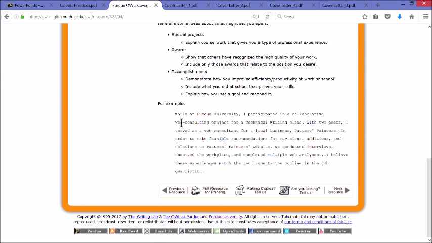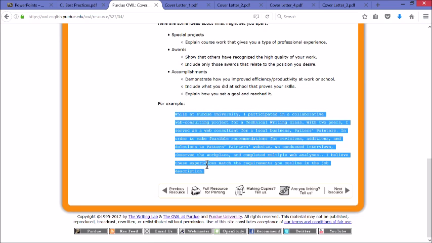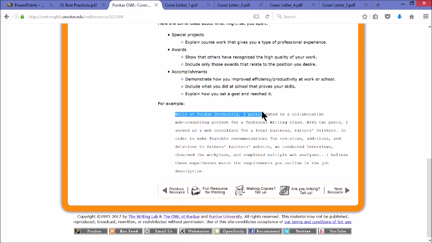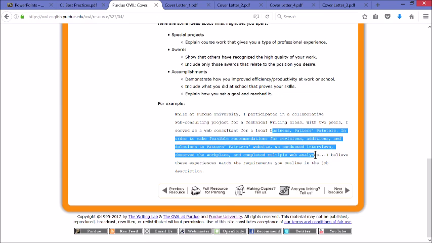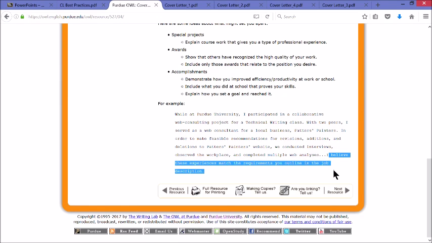This is an okay example, but it illustrates all of the moves. Stating the job, describing the experience, going into great detail about what you actually did, and then making the connection to the job for which you are applying. I think this last sentence could be a lot stronger and more specific.